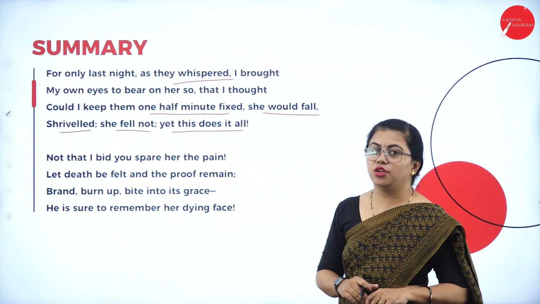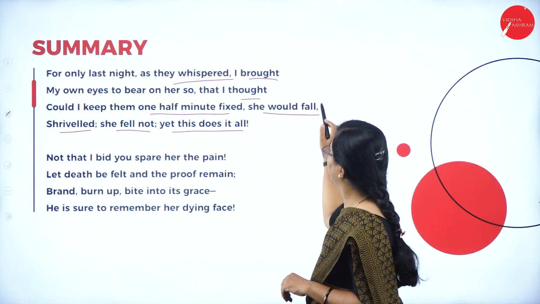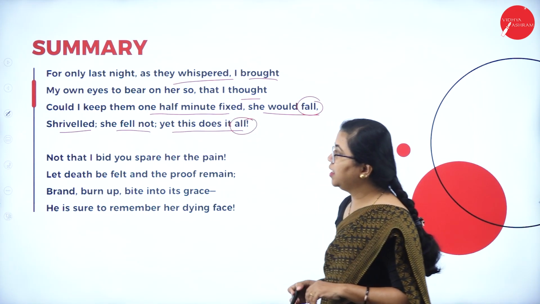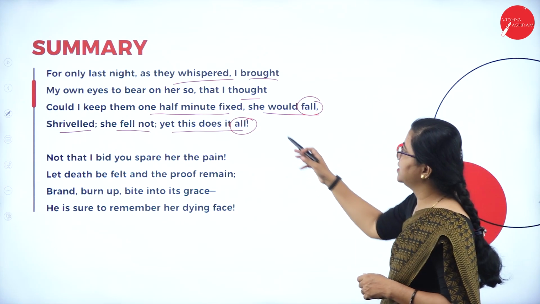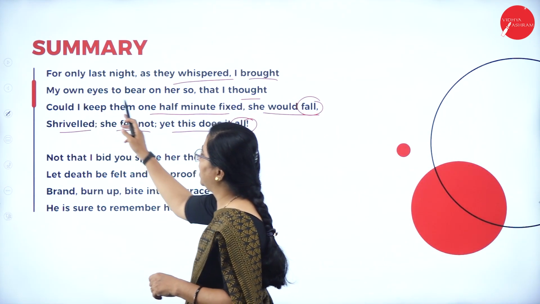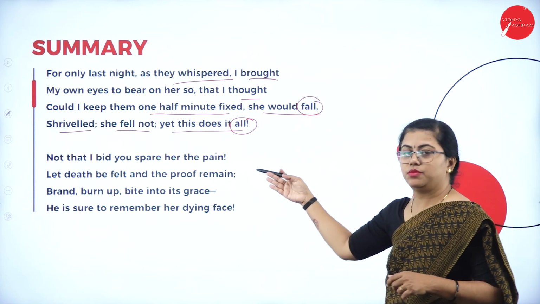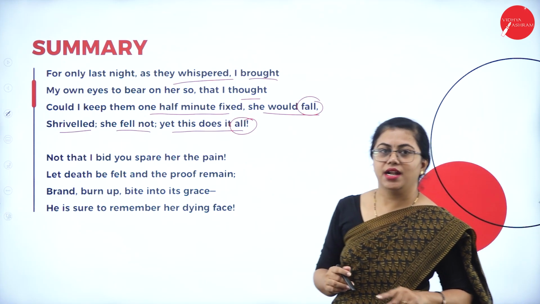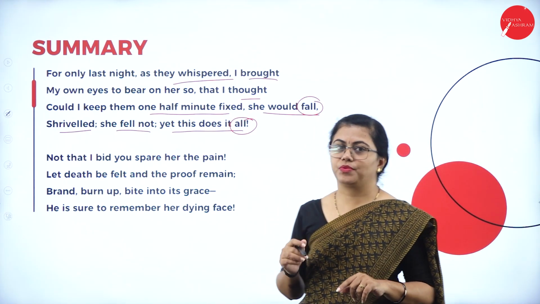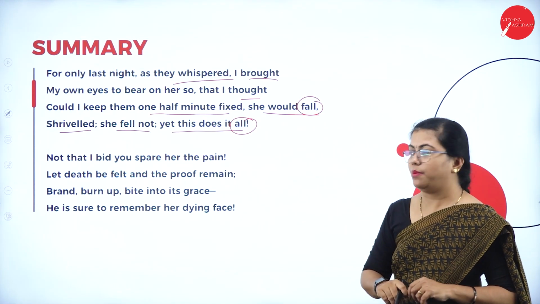So the other thing you should observe over here is, though there is a rhyme scheme over here, okay, fall and all are rhyming, you can see that the sentence doesn't end over here. For only last night, as they whispered, I brought my own eyes. So the sentence is continuous over here. Fine. Though there is rhyme scheme here, you can see enjambment. Enjambment, you know, the literary device that we have already seen. Okay. So there is rhyme scheme here, but still there is enjambment here.